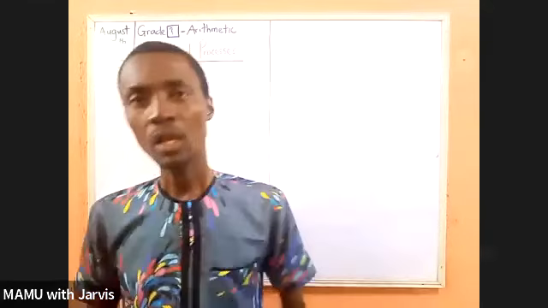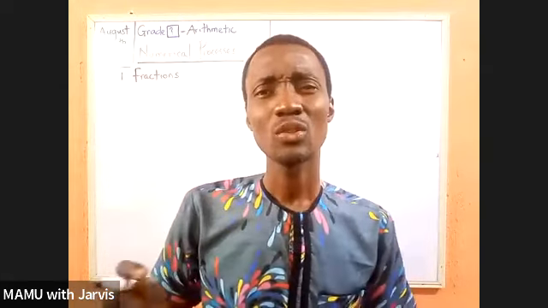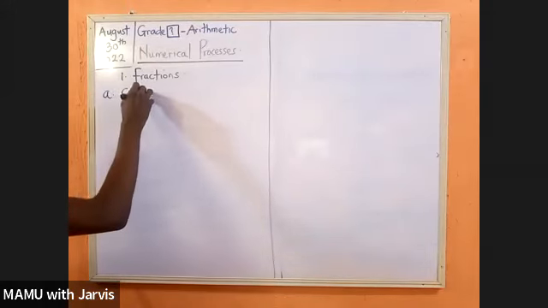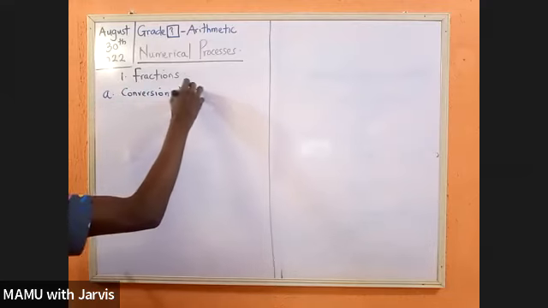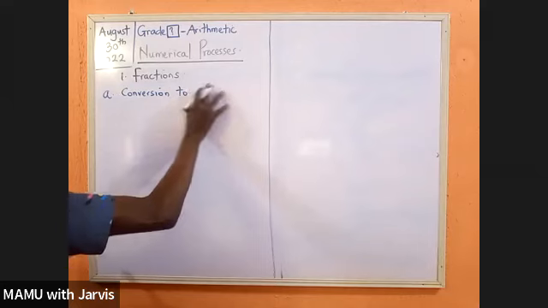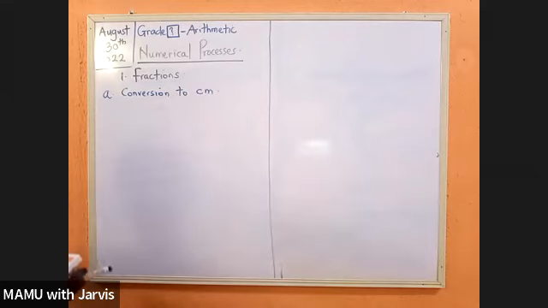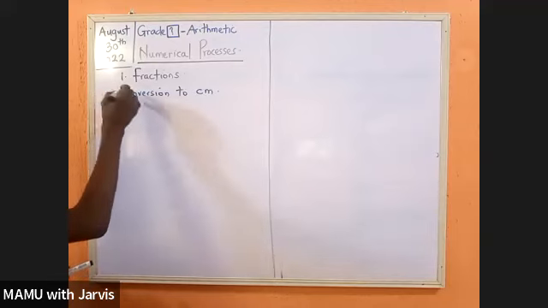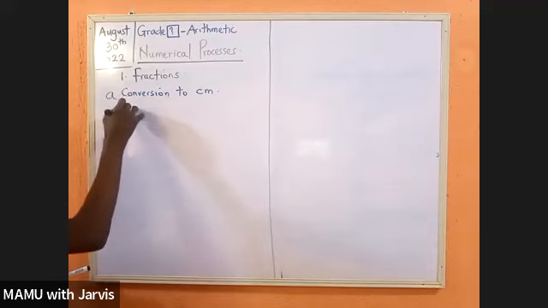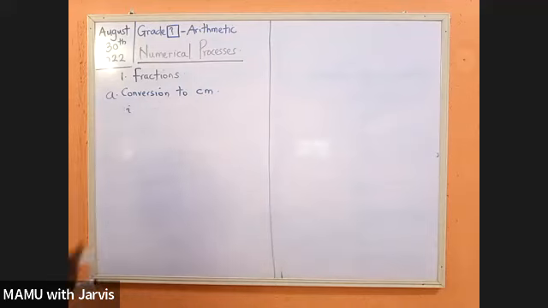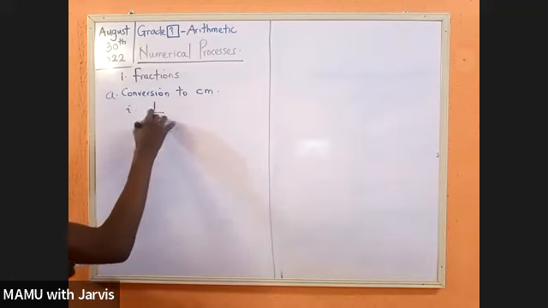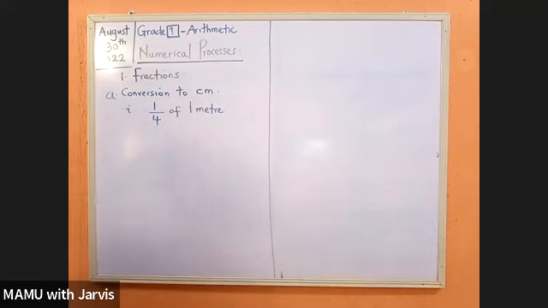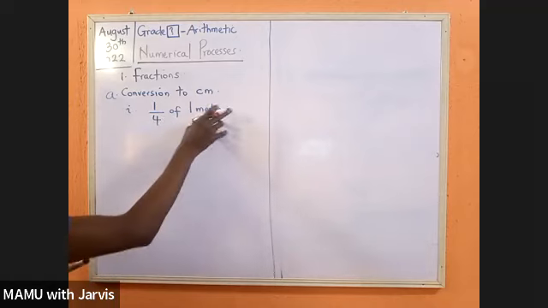Now, what happens when we convert to meters? I'm going to take a conversion to centimeters, to cm. I'll just take an example there. Let's say number, a Roman figure 1. What would a quarter of 1 meter be? This is a question testing fraction. What would be a quarter of 1 meter?